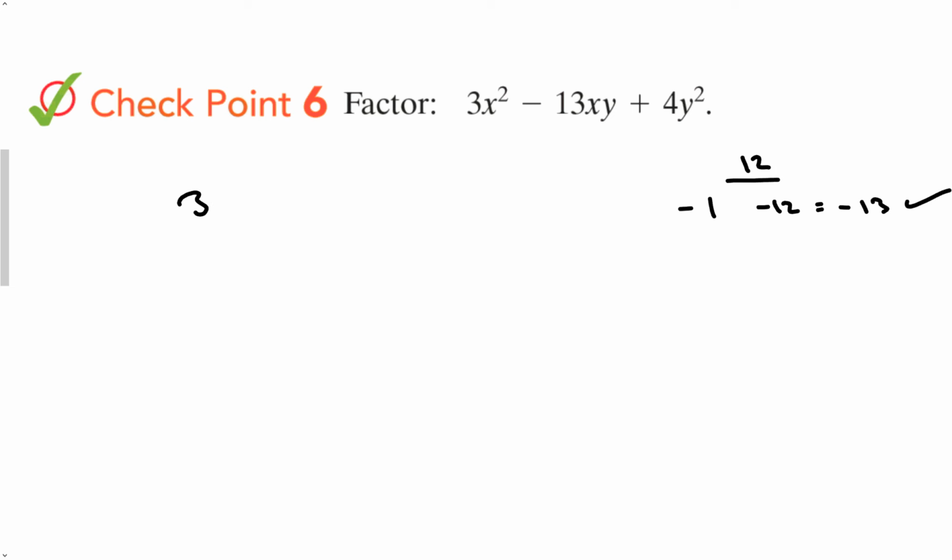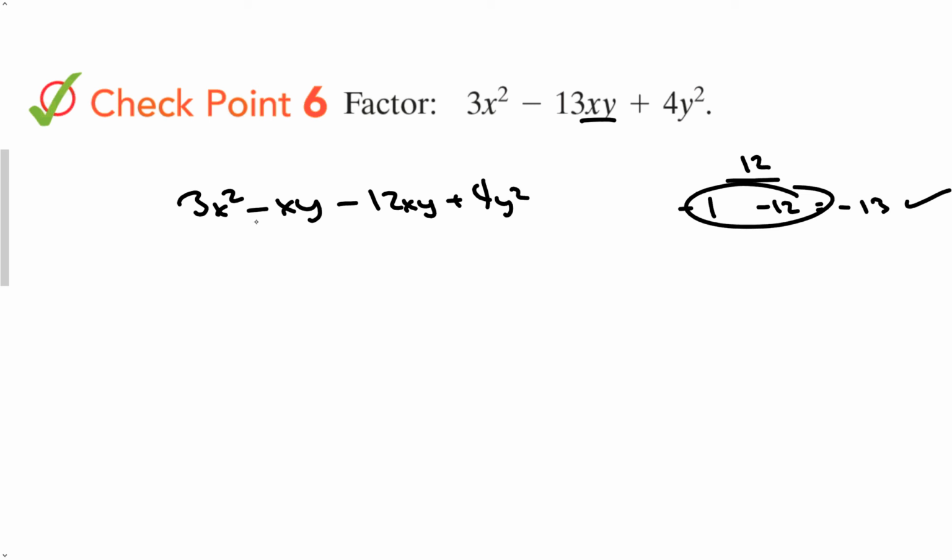Okay, so that's 3x squared minus xy minus 12xy plus 4y squared. And why did I put xy? Because that was the variable of the middle term. And all I did was I split that negative 13 into these two factors that did the thing I wanted it to, right? The product that adds to negative 13, negative 1 and 12.